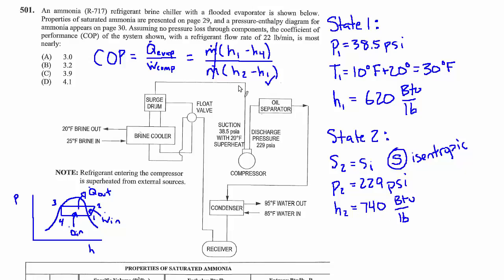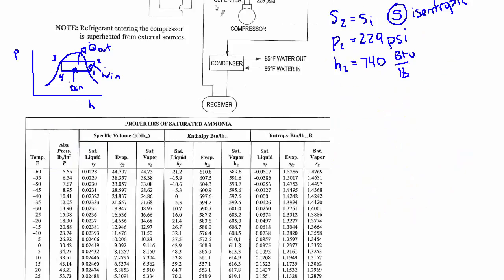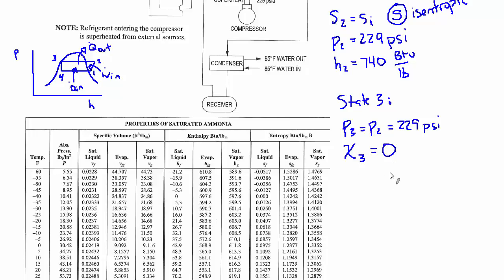All right, so we have H1 and H2. Now we need H4, but we have to continue around the cycle. So we'll work on state 3. The process from 2 to 3 is a constant pressure process as it goes through the condenser. So we can say P3 equals P2, which is still 229 psi. And we also know in the condenser, all of the refrigerant condenses such that we end up with a flooded evaporator, as they said in the problem, or basically we're making the assumption that it's a saturated liquid with a quality of 0. So it goes all the way to the left side of that saturation curve. So it's fully a saturated liquid.